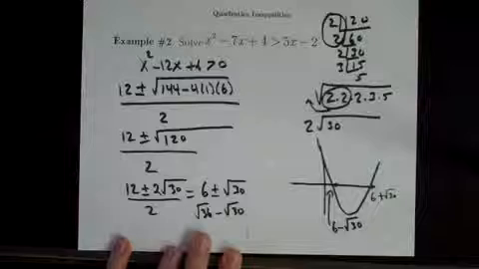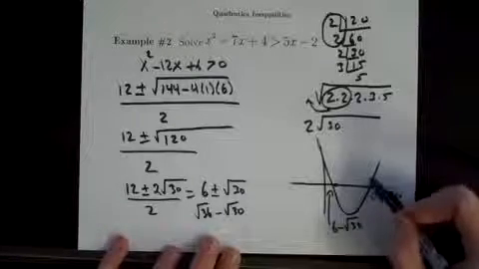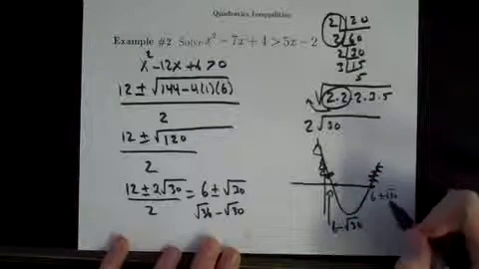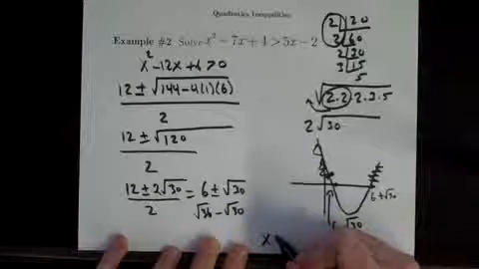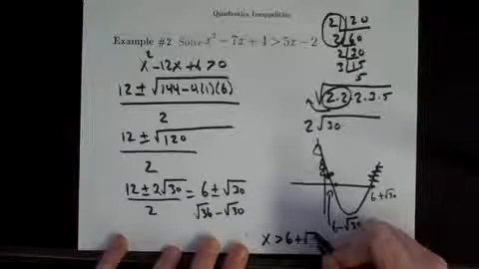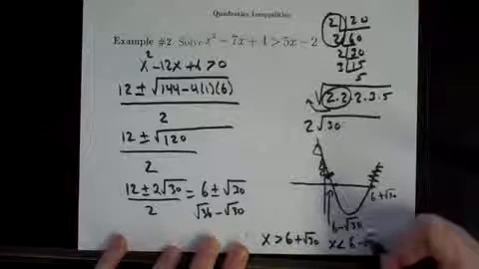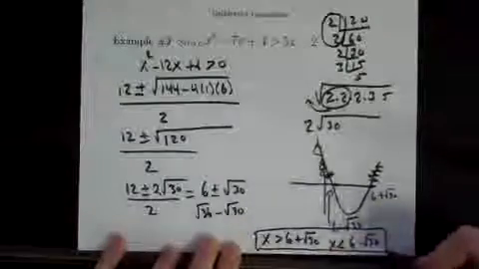Now I want to look back. I want to know where all the points are that are greater than 0. Well, they're greater than 0 here and here, but they do not include 6 plus root 30 or 6 minus root 30. So the answer to this problem is this. There is my answer. Okay?